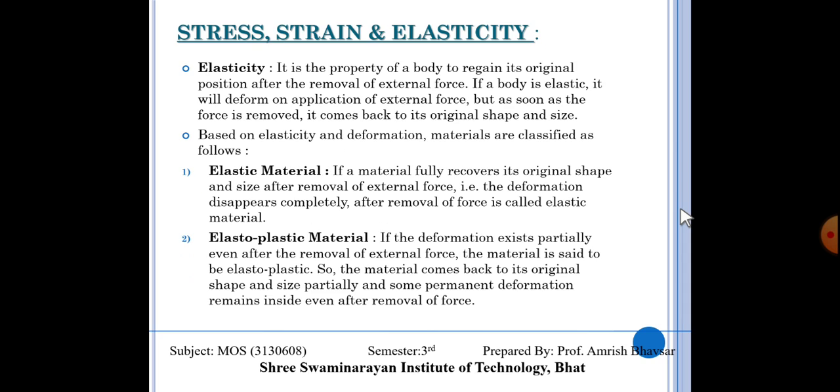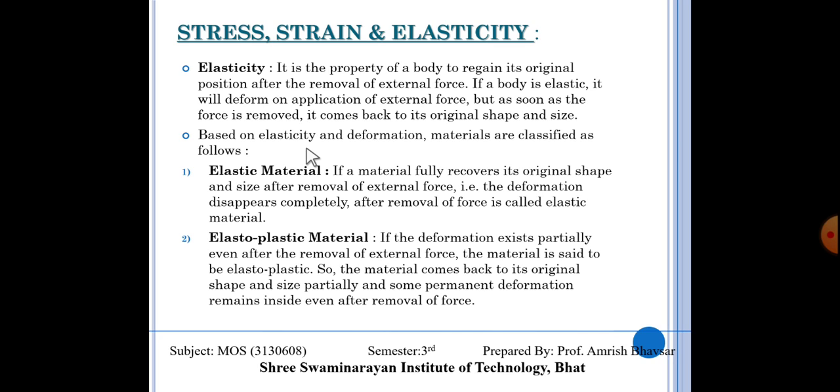So stress, strain and elasticity are defined like this. First of all, we are going to understand elasticity. It is the property of a body to regain its original position after the removal of external forces. If the body is elastic, it will be deformed on application of external force, but as soon as the force is removed, it comes back to its original shape and size.